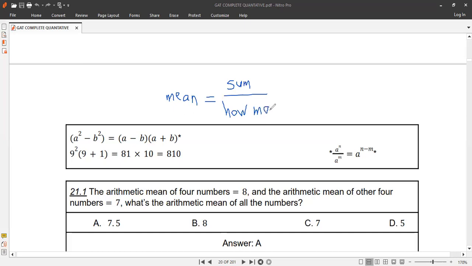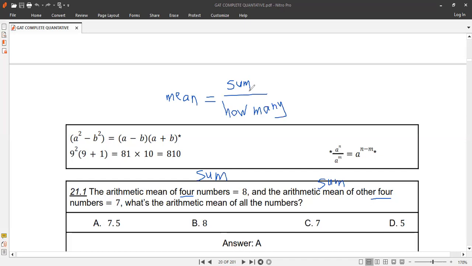So here in this case, I want to know the sum of 8 numbers, because we have 4 numbers and we have other 4 numbers. So we need to find the sum of these 4 numbers and the sum of the other 4 numbers. We call sum 1 or sum 2.